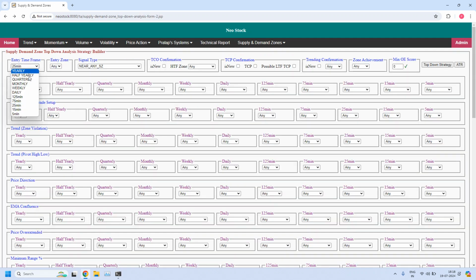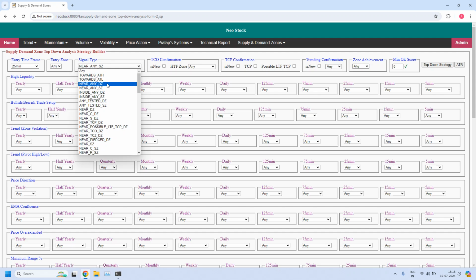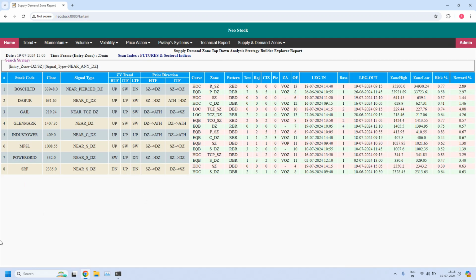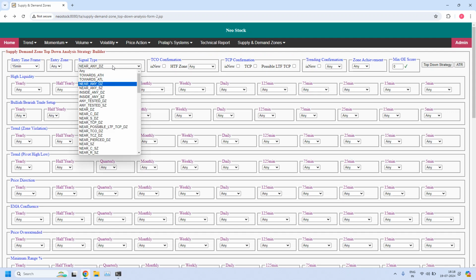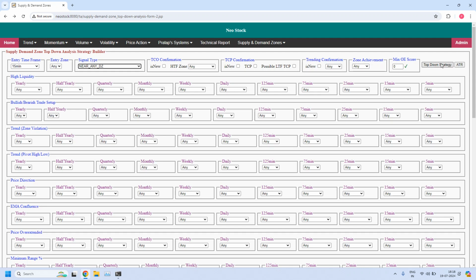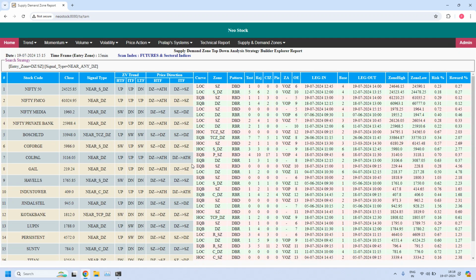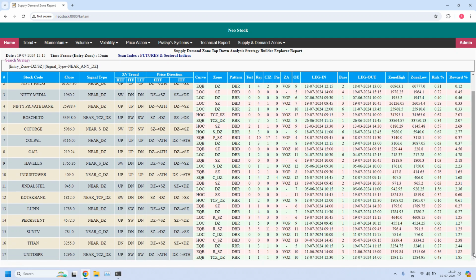Next time frame is 15 minutes, and let us find the stocks near the 15 minutes demand zone. These 8 stocks are filtered. Sorry, this is my mistake. Still it is 25 minutes. Changing the time frame to 15 minutes. Let us find the stocks near the 15 minutes demand zone. This is the filtered list. Let me scroll the list down. Total 17 stocks are near the 15 minutes demand zone.